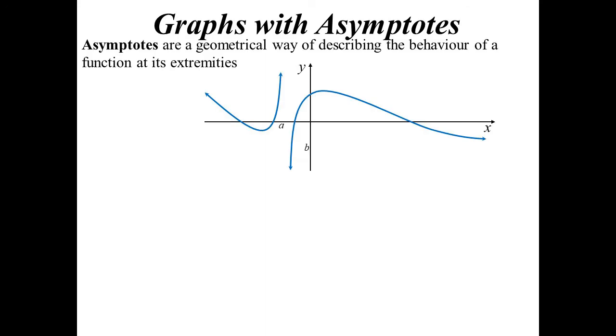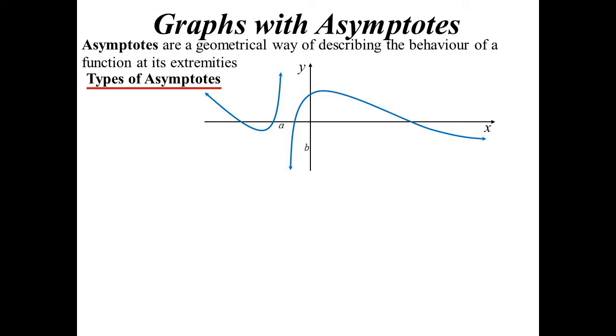Now we're going to look at graphs that have asymptotes. I've just drawn a random graph here to try and illustrate the different types of asymptotes. I have no idea what the function would be, so possibly it doesn't even exist. Asymptotes are basically a way of describing what happens out at the extremities of the function, so infinity and so on.